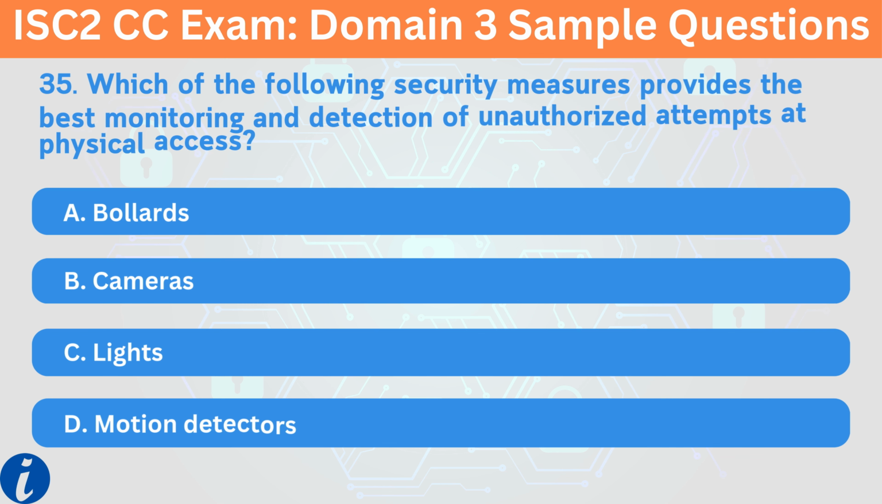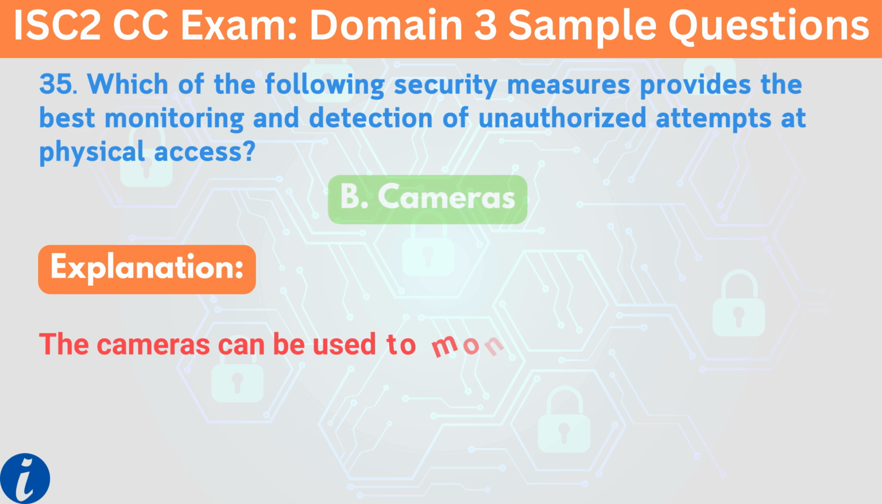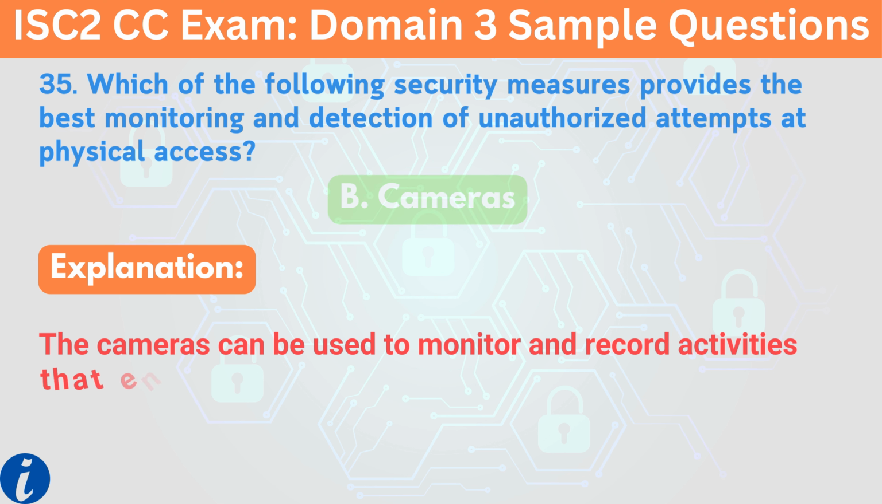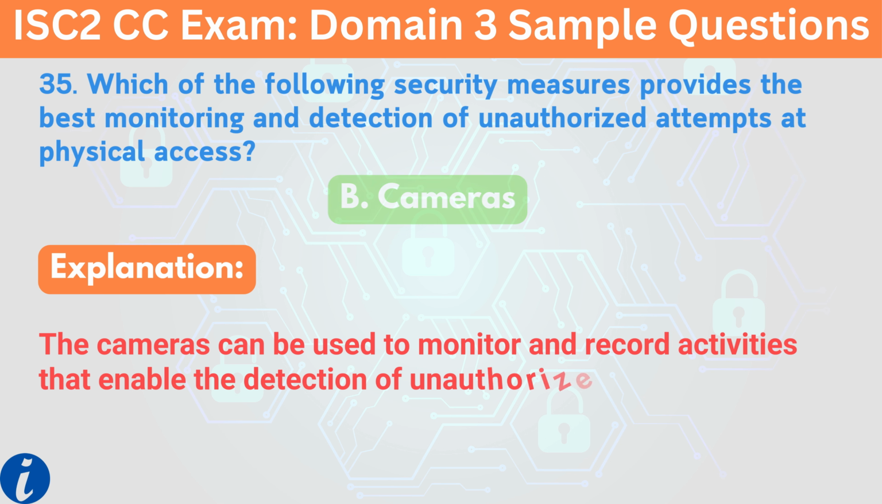35. Which of the following security measures provides the best monitoring and detection of unauthorized attempts at physical access? A. Bollards. B. Cameras. C. Lights. D. Motion detectors. The correct answer is B. Cameras. Explanation. The cameras can be used to monitor and record activities that enable the detection of unauthorized access.